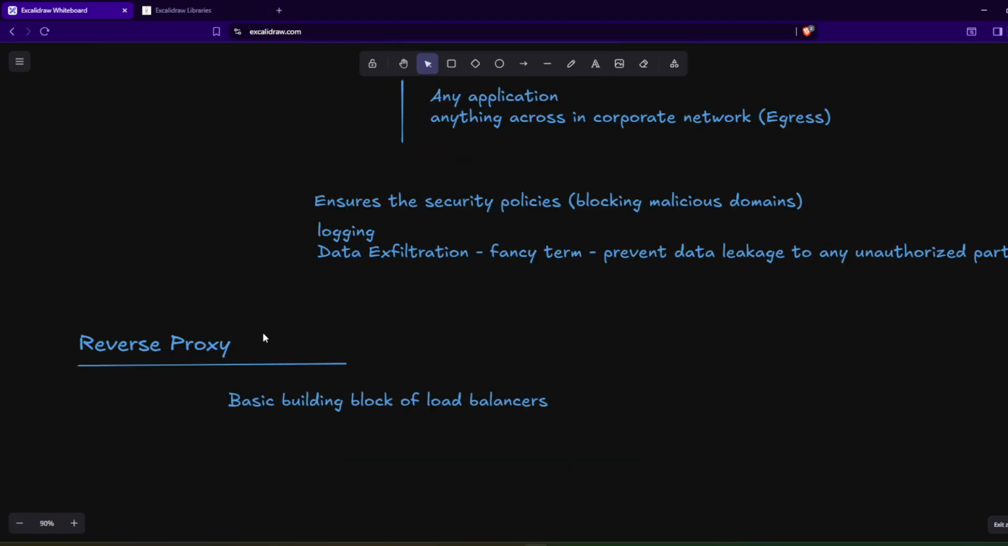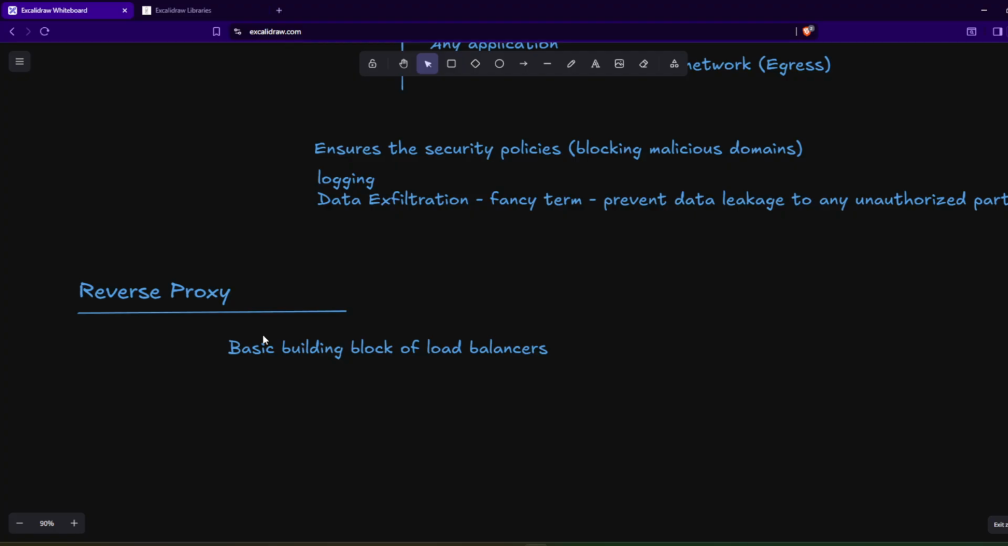Now let's discuss reverse proxy. So reverse proxy is a very important thing in terms of system design, and this is the basic building block of load balancers.